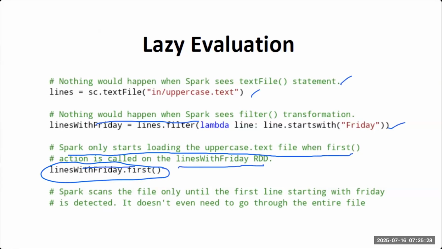So here I am just converting it to upper. We have the text file, the file name is uppercase.txt, and then we are filtering the lines which have Friday. If you write these two, Spark will do nothing. But once you write first, this action, it will start loading the file and filtering, and then do whatever transformations you have written.